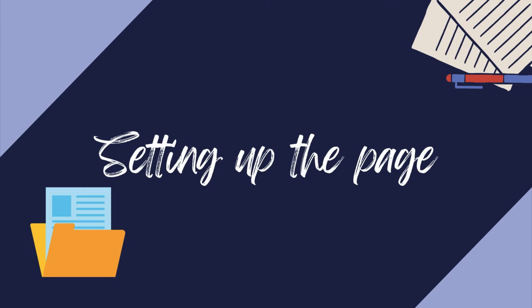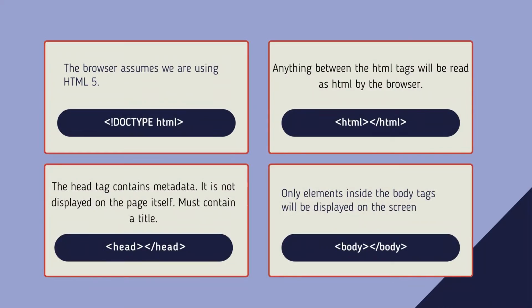So now we have a bit of an understanding about what HTML is, we can start to look at setting up our document. In order to set up an HTML document, certain elements are required. We start with the document type declaration, which must be the first line of the code in the HTML document. This is an exclamation mark, doctype, and HTML.